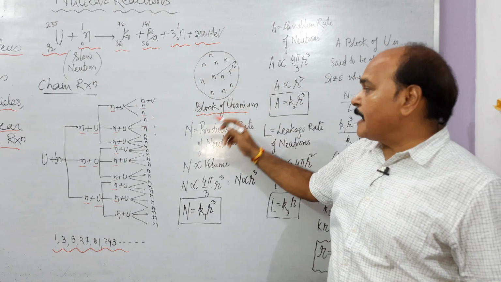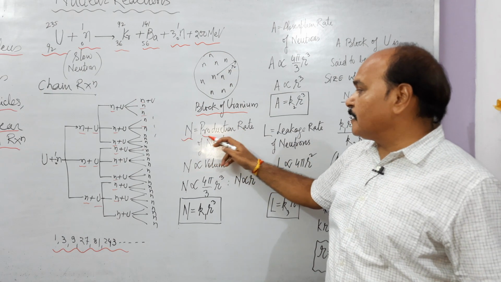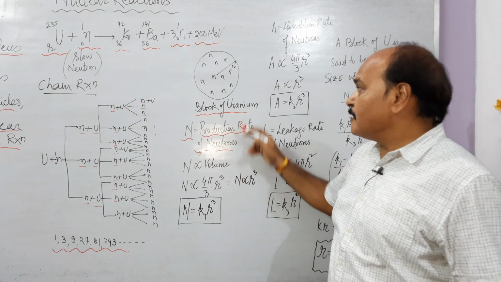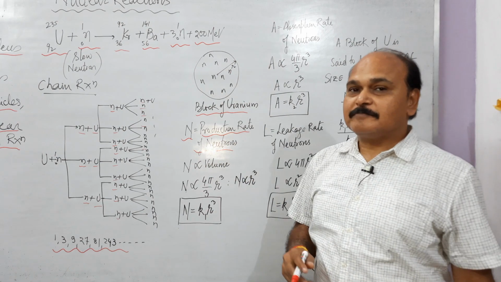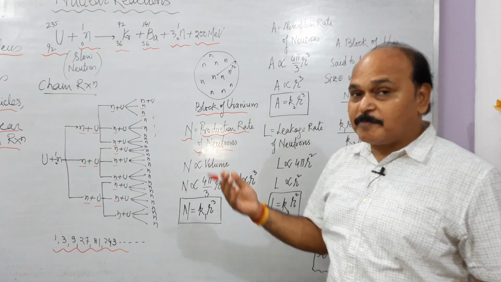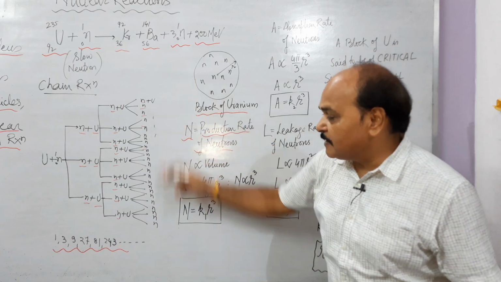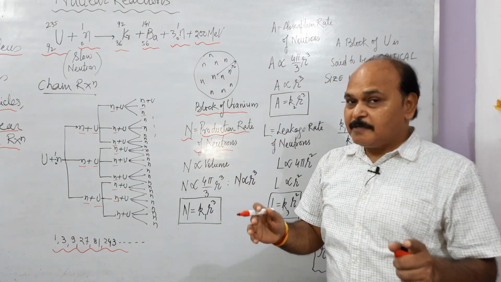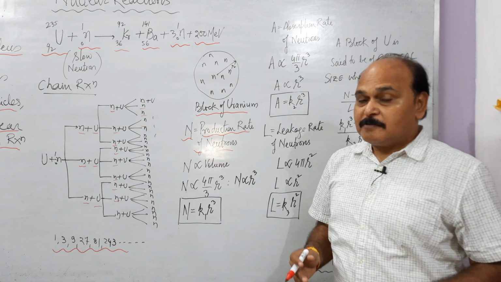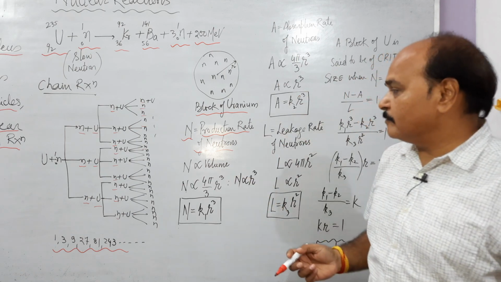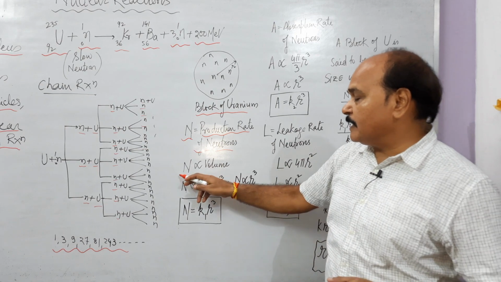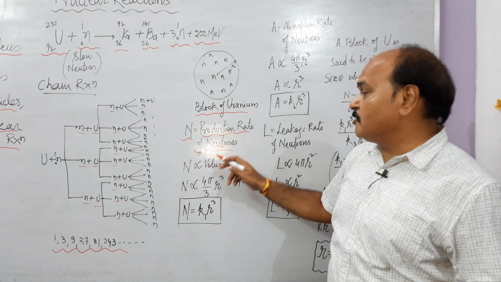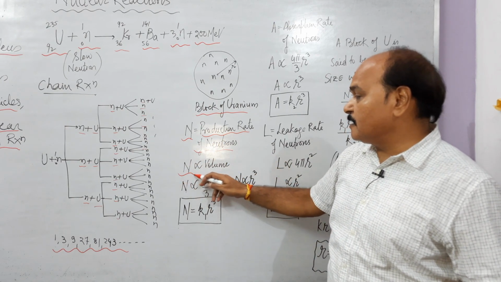As a result, N, the production rate of neutrons, depends upon the volume of the block. So how many neutrons are produced by virtue of the fission taking place in a block of uranium depends directly upon the volume of the block of uranium. So this N, the fission rate or number of neutrons produced per second, is directly proportional to volume.